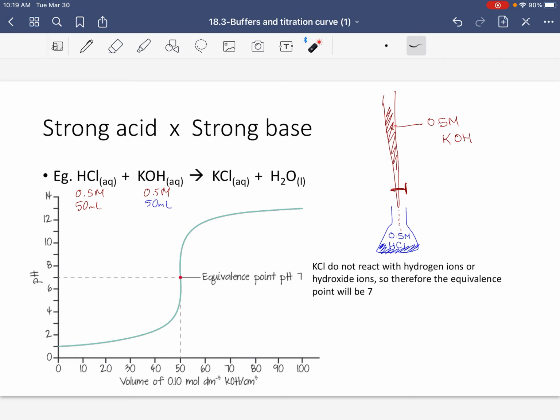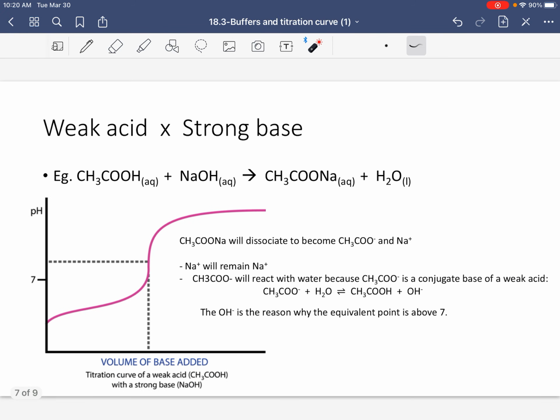Okay, so that is the strong acid versus strong base titration curve. It makes this thing we call an S shape. What if we didn't use a strong acid? What happens when we turn this into a weak acid? How would that differ? Well, let's go over to the next graph.